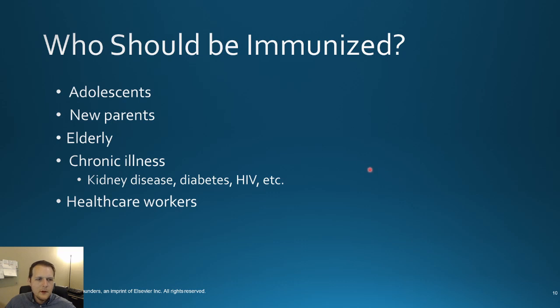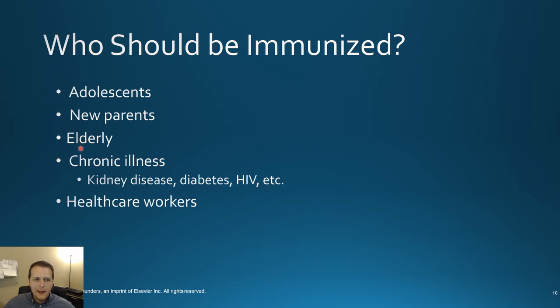So who should be immunized? The short answer is pretty much everybody, right? We think about adolescents who are maybe at risk for developing certain types of infections. So especially if you think about students going away to college dorms, you're around a whole bunch of new people, a whole bunch of new disease states potentially. That's why we like to have them being immunized. New parents, mainly because if they're going to be around infants, who don't really have a very good immune system, you want to protect them.